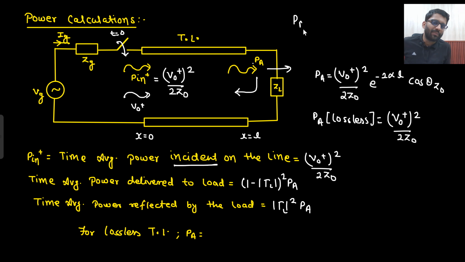Basically, the total power that came was PA and gamma square of it was reflected back. So how much is transmitted? This much is reflected back, so this much is subtracted, and the remaining power is transmitted. And what is this? It is 1 minus gamma L square into PA only.